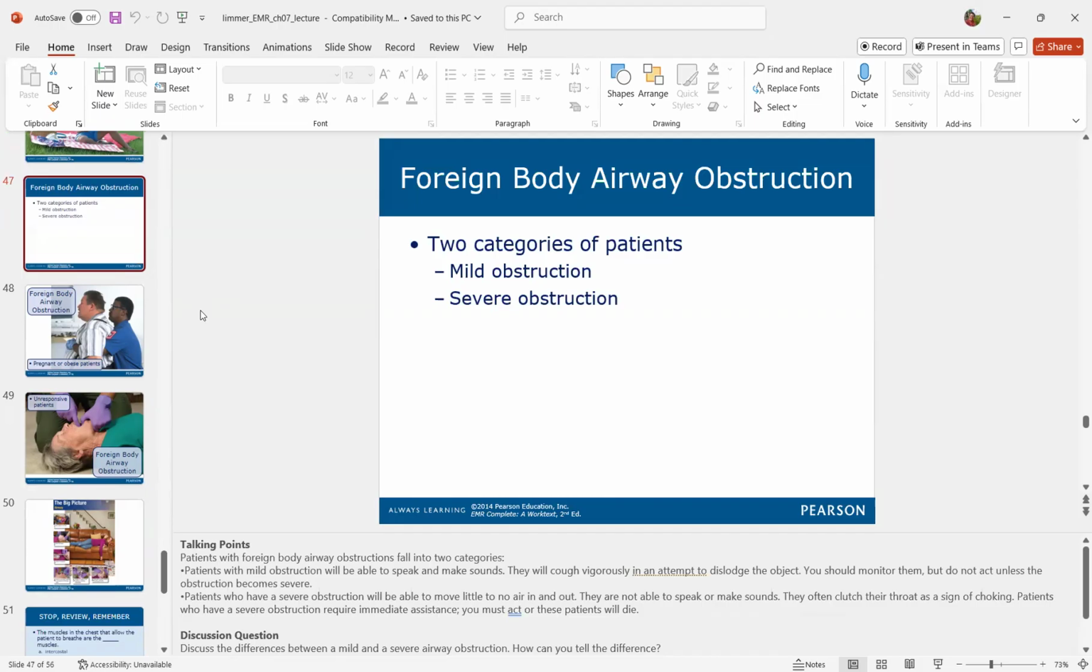Patients with foreign body airway obstructions fall into two categories: mild obstruction and severe obstruction. Patients with mild obstruction are going to be able to speak and make sounds. They're going to cough vigorously in an attempt to dislodge that object. You should monitor them, but we're not going to act unless that becomes severe. So we're going to encourage them to continue coughing.